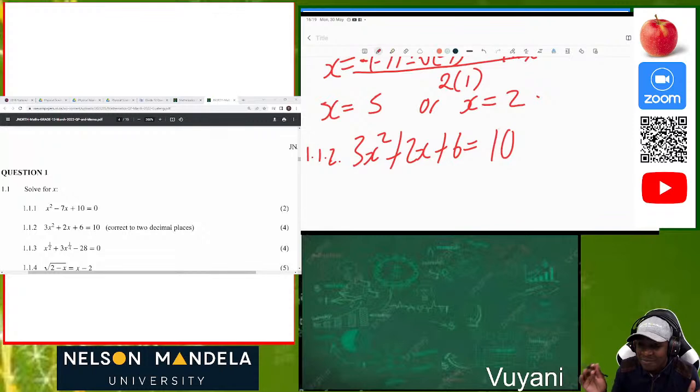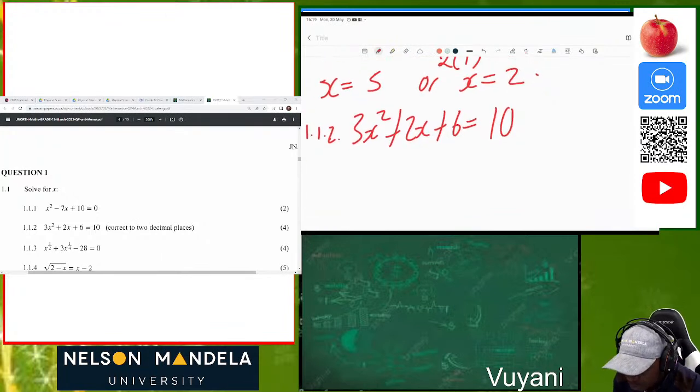The moment you see something in brackets, when you're solving for x, don't even think about anything. Don't even try to find factors. You won't find them. You use the quadratic formula. That's why we have that quadratic formula. So the moment you see anything in brackets, correct to 2 decimal places, use the quadratic formula. Don't try to use the factor forms because you won't get the factors. You can use the quadratic formula or you can try to complete the square, but the easiest method is to use the quadratic formula.